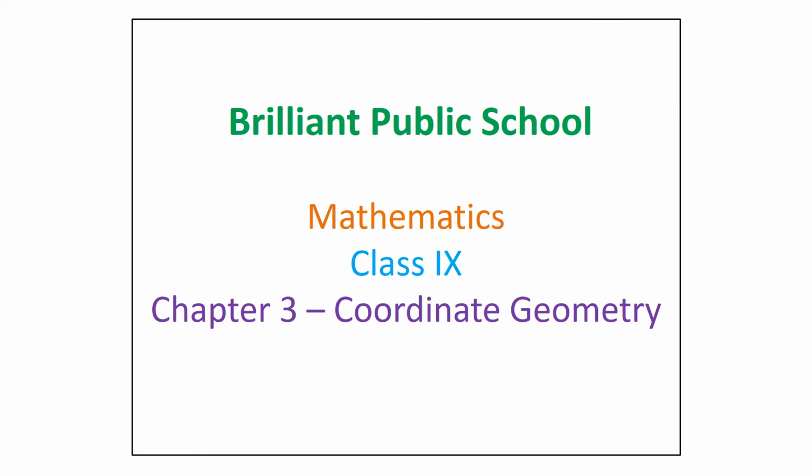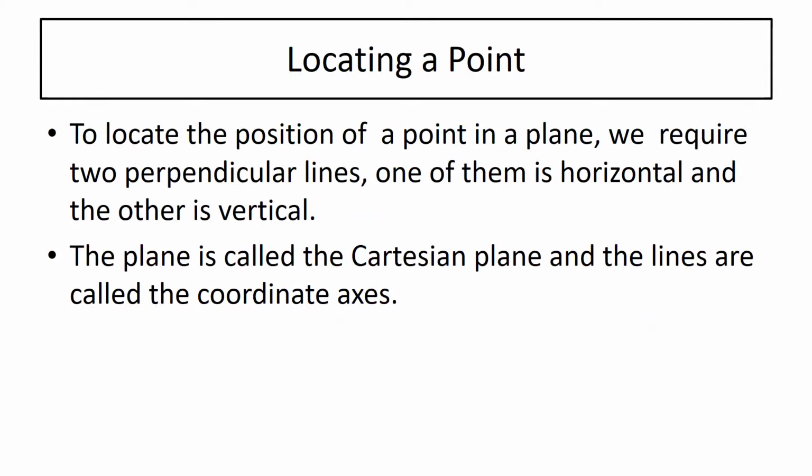Today we are going to learn chapter 3, coordinate geometry. Locating a point. We are required to locate a point in our study of coordinate geometry. To locate the position of a point in a plane, we require two perpendicular lines. One of them is horizontal and the other is vertical. The plane is called the Cartesian plane in which a point is located, and the lines are called coordinate axes.